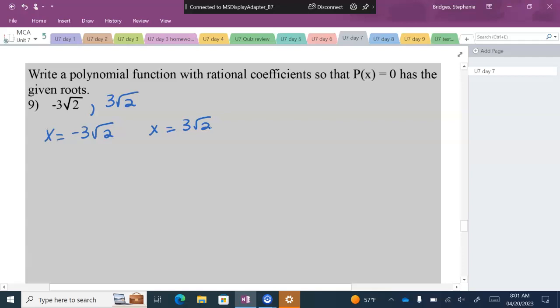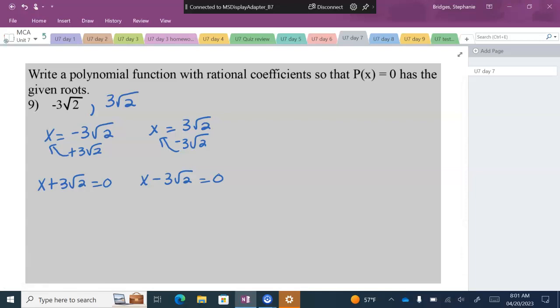Then we take those and we move those over with the x so that we have binomials equal to 0. So I'm going to add my 3 square roots of 2 here over with that x. And on this side, I'm going to subtract my 3 square roots of 2 over with that x. Is everybody okay with that so far?